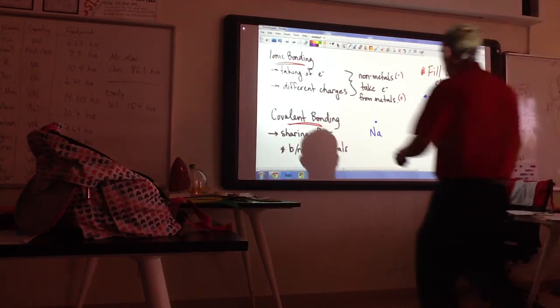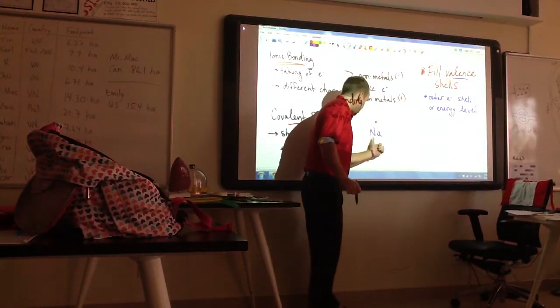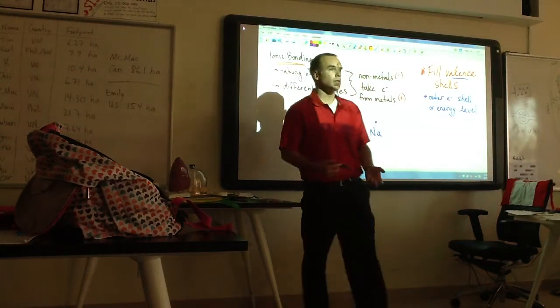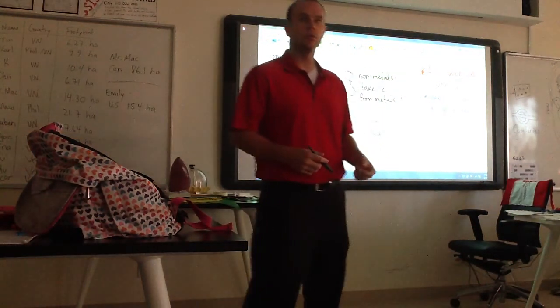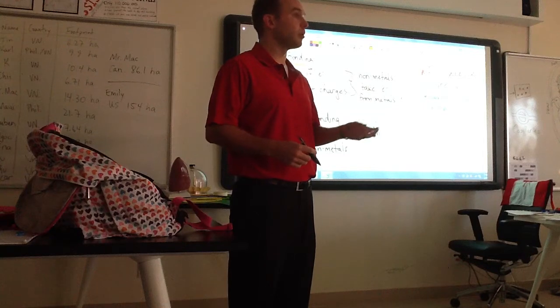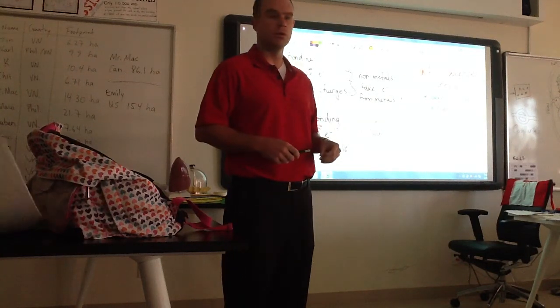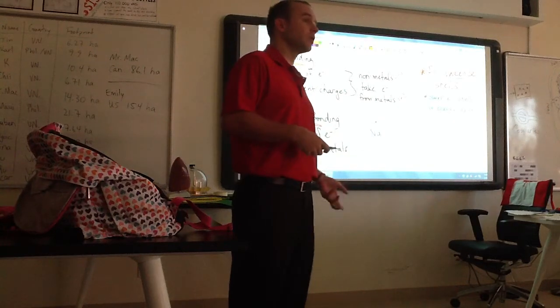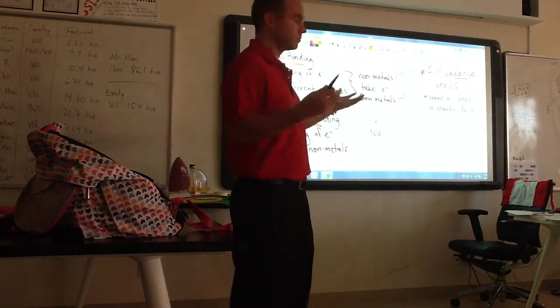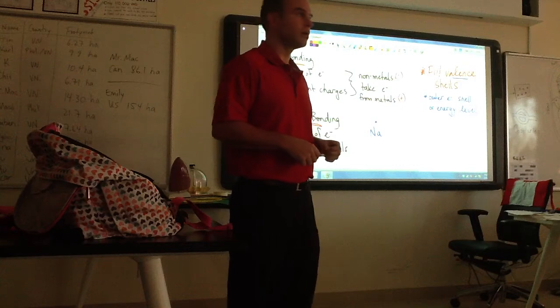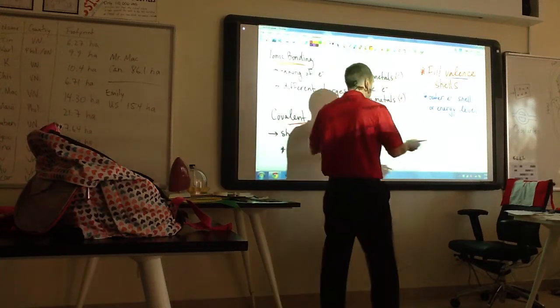So sodium, you told me we got one valence electron. We know now that it's a metal, so we know what type of bonding sodium is going to be involved in. It's going to be involved in ionic bonding. And since it's a metal, is it going to gain or lose electrons? It's going to lose electrons. How many is it going to lose? One. Easy.